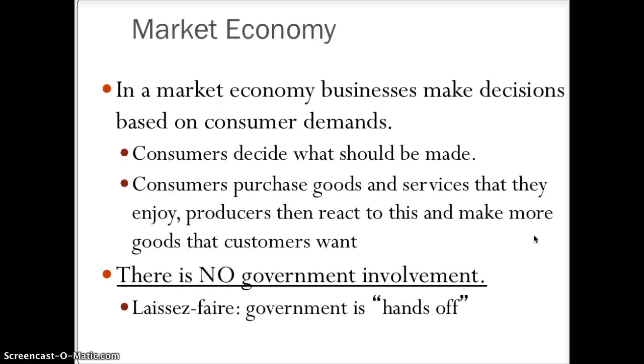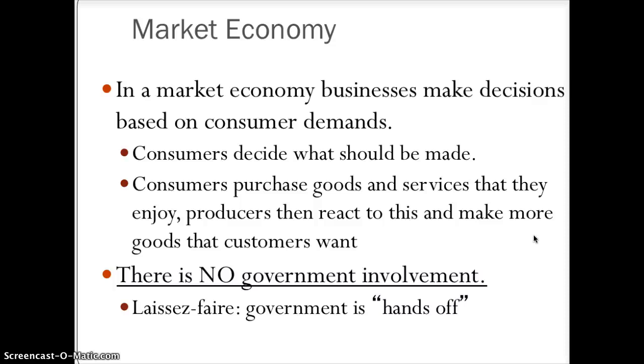So the third type, undoubtedly the best type, is a market economy. Within a market economy, businesses or people make decisions about what is made, how much is made, and how much something will be sold for. So consumers decide what should be made by having wants and needs. You listed your wants and needs on that half sheet of paper.